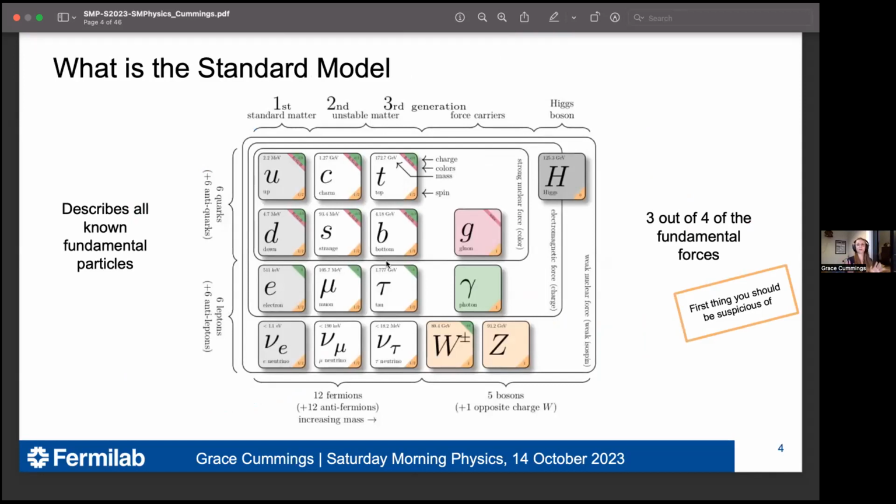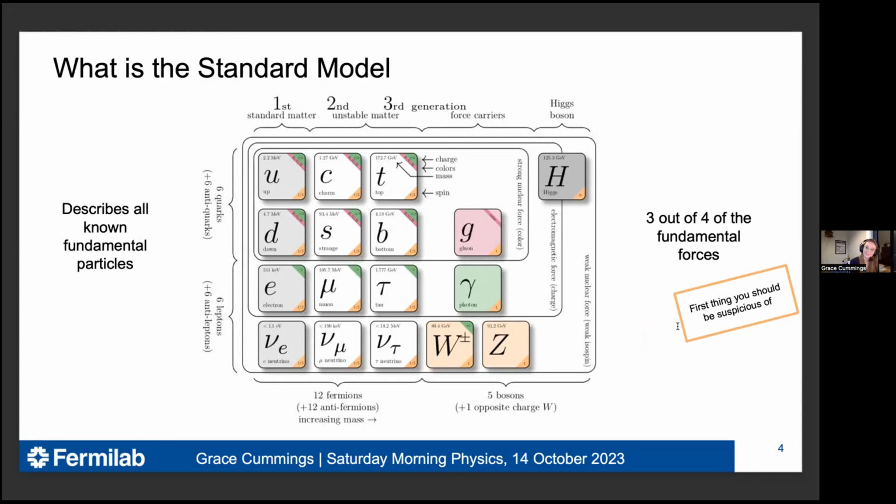This is the standard model basically in one picture form. Here we have all of the known fundamental particles captured in one complete diagram, and we'll step through this as we go through my talk. It also shows the interactions between these particles. So it has, like I said, all of the known fundamental particles and 3 out of the 4 fundamental forces. This is the first thing you'll be suspicious of. I'll get to that in a little bit in my talk. But for the most part, this describes matter pretty well. So then let's take a few seconds to walk through this.